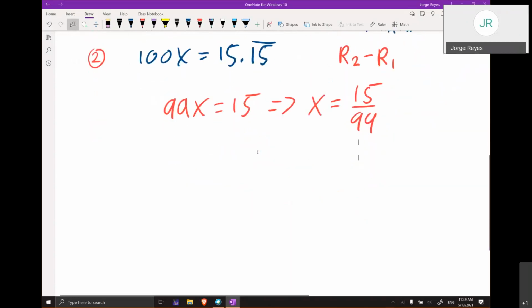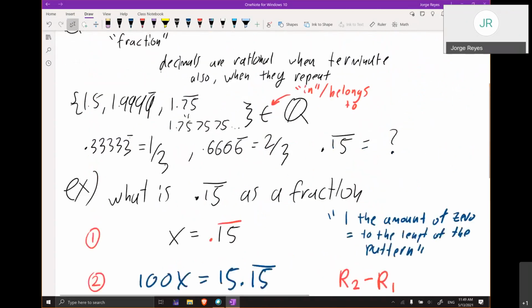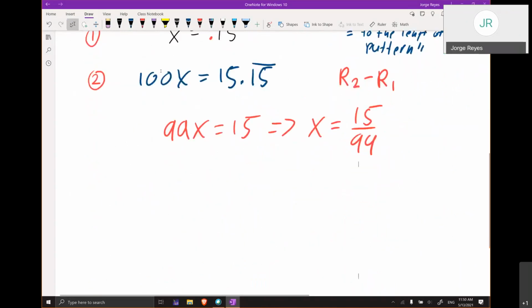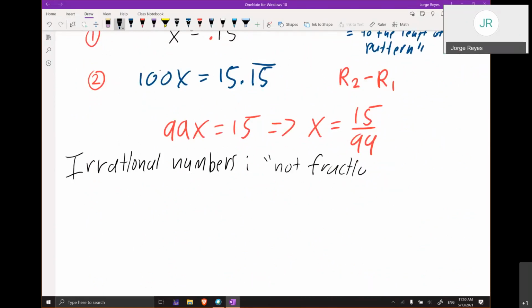But moving on. So these are rational. The next set we're going to talk about is the irrational, or not rational. They don't have a fancy symbol because we don't like these numbers. These are the not fractions. So what's not a fraction?